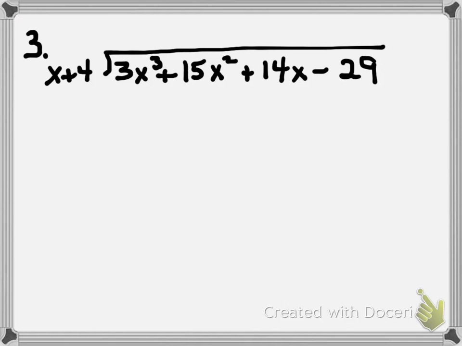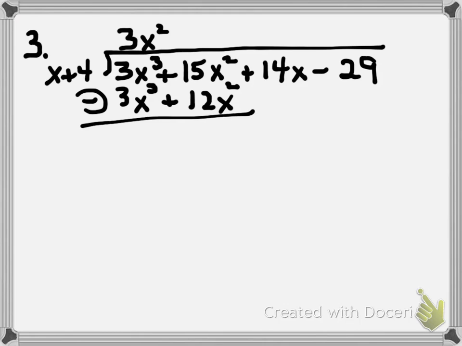3x cubed divided by x is 3x squared. 3x squared times x is 3x cubed. 3x squared times 4 is positive 12x squared. Change the signs of the second polynomial. 3x squared minus 3x squared is 0. Positive 3x cubed minus 3x cubed is 0. 15x squared minus 12x squared is 3x squared.